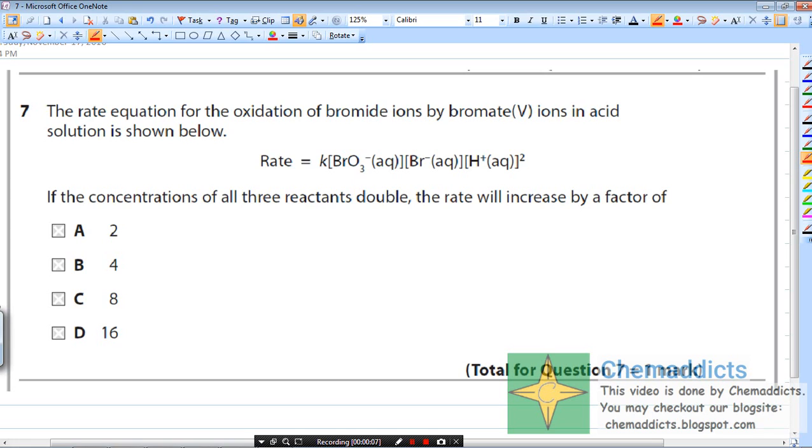Okay fellas, so today we're gonna study the rate equation. Okay, so let's get started. The rate equation for the oxidation of bromide ions by bromate 5. Well, we have discussed in detail a problem where it includes this reaction, the oxidation of bromide ions by bromate 5.